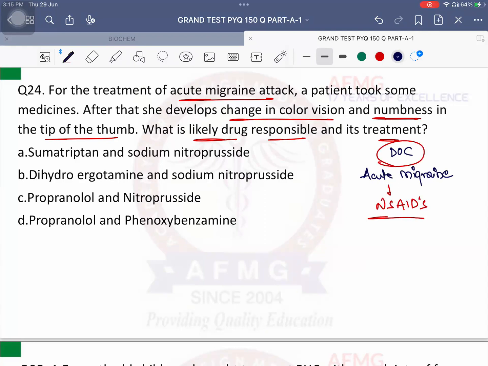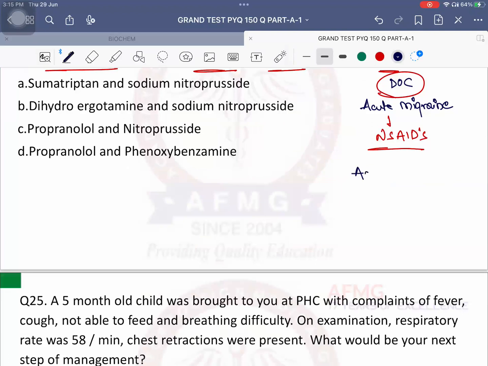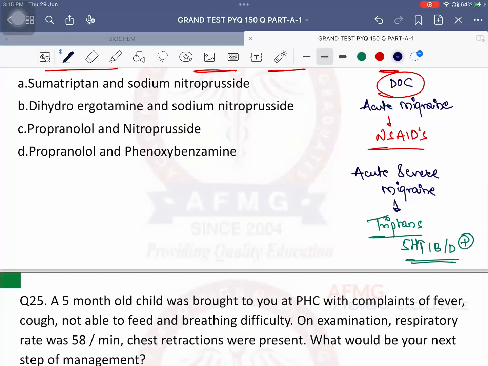Drugs like naproxen, paracetamol, ibuprofen, indomethacin, all of these. Okay? But they say drug of choice for acute severe migraine. For acute severe migraine, the drug of choice should be triptans. Triptans act on which receptors, guys? 5-HT 1B, 1D. Agonist or antagonist? Agonist. So triptans are nothing but 5-HT1B, 1D agonist, and they will cause vasoconstriction, and therefore the pain of the migraine will be relieved. Okay, so they are the drug of choice for acute severe migraine.